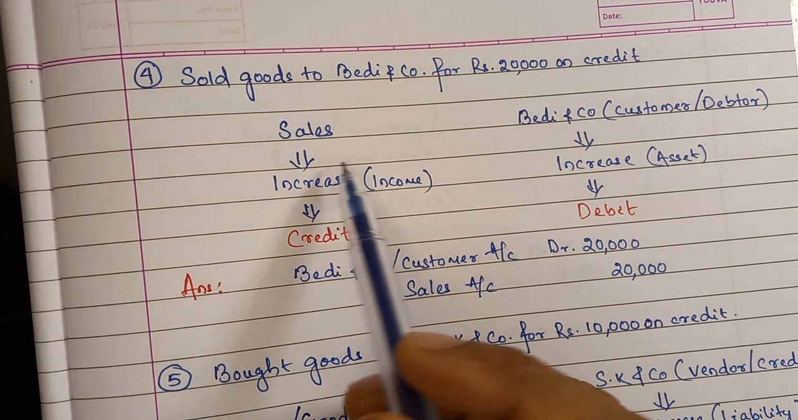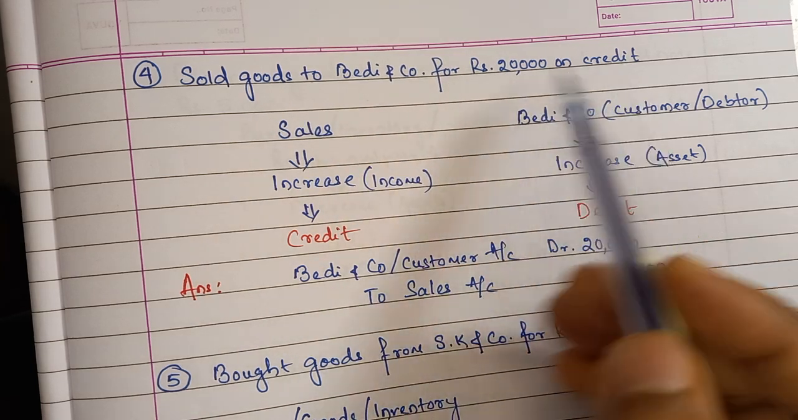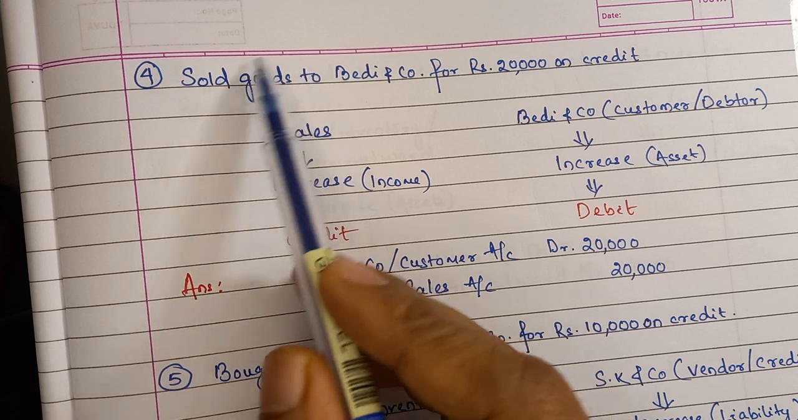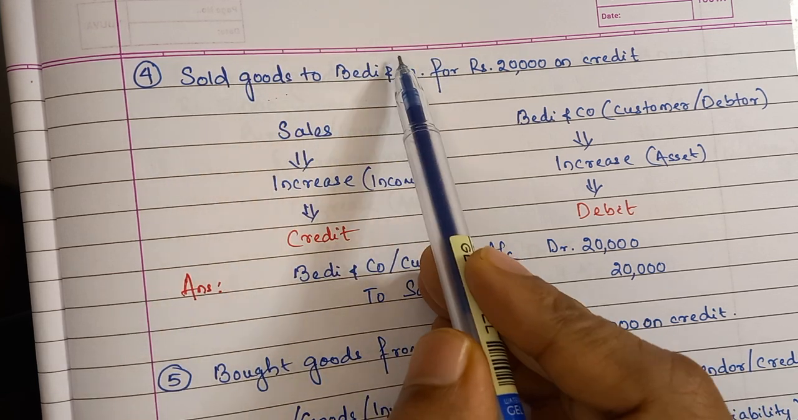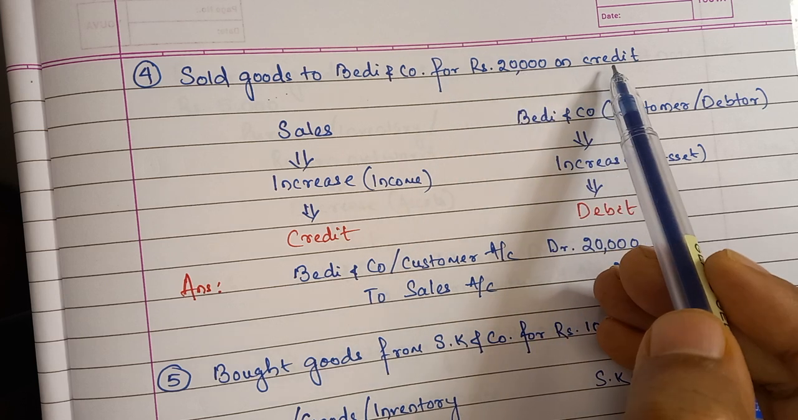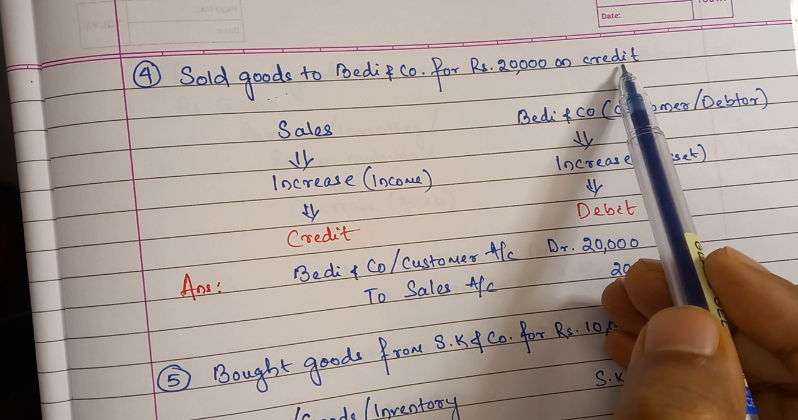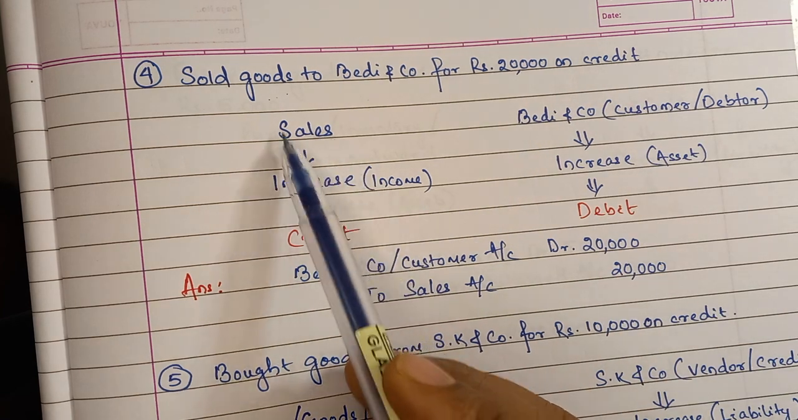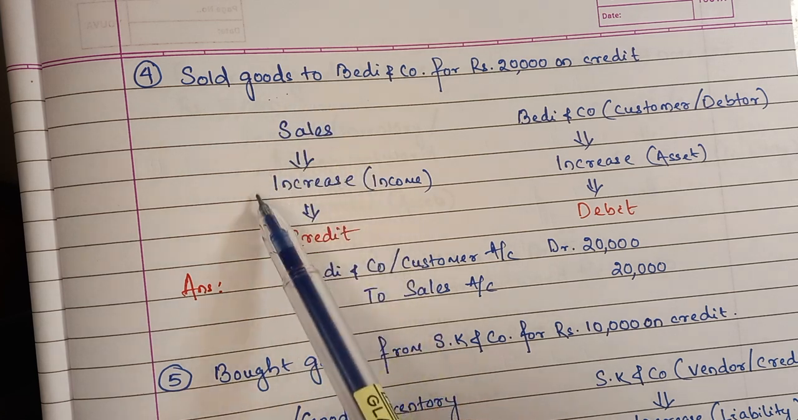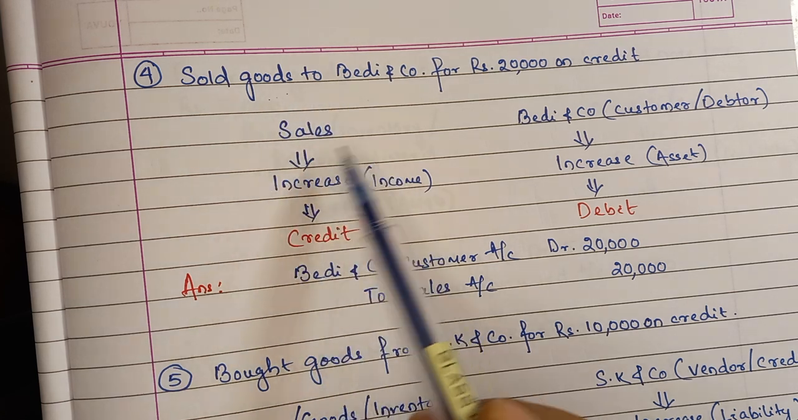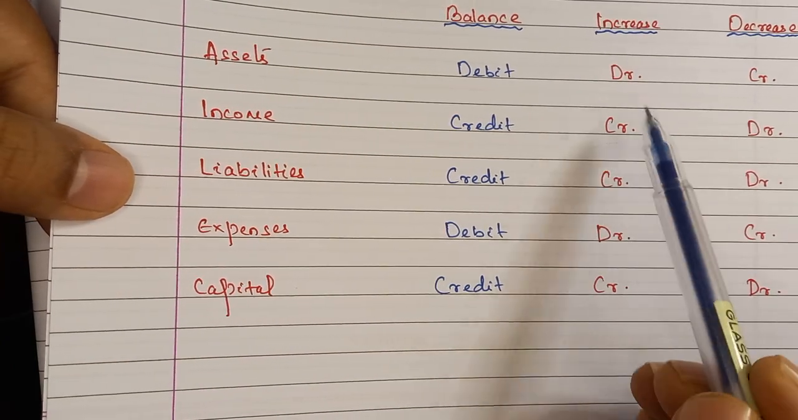Coming to the next question. Sold goods to Bedi and Co for rupees 20,000 on credit. So here there is sales, right? For the business there is sales, to Bedi and Co, a customer, for rupees 20,000 on credit. Here you have to be careful. It is not in cash, it is on credit, right? So what is happening here? Sales, which is income, is increasing. By selling the goods, the sales is increasing for the business. So any income which is increasing is always credit, right?